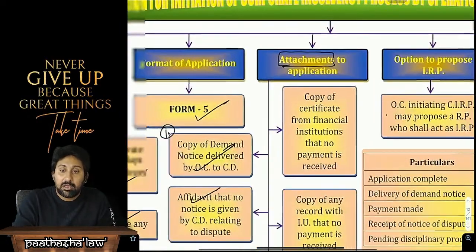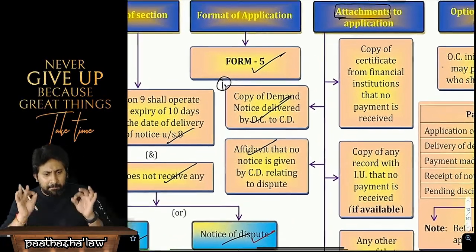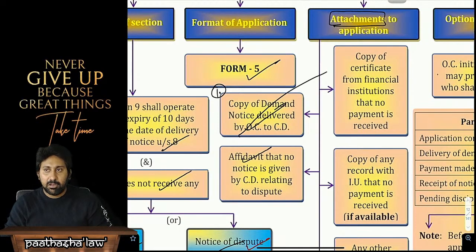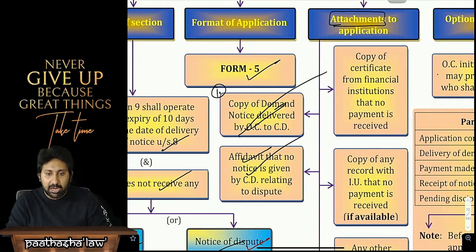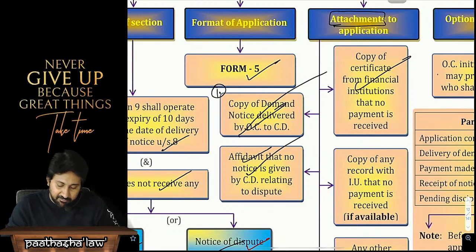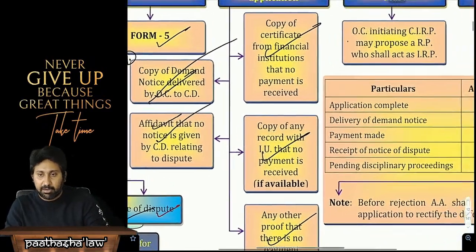Next. Payment, you are saying payment is not received. Okay. Simple common sense concept. First, what is the proof that you gave demand notice? Attach the proof. What is the proof that he didn't communicate? Attach the affidavit that no reply was given. Next, what is the proof that you didn't receive a payment? Therefore, a copy of the certificate from financial institutions, from the information utility, and any other proof if available.